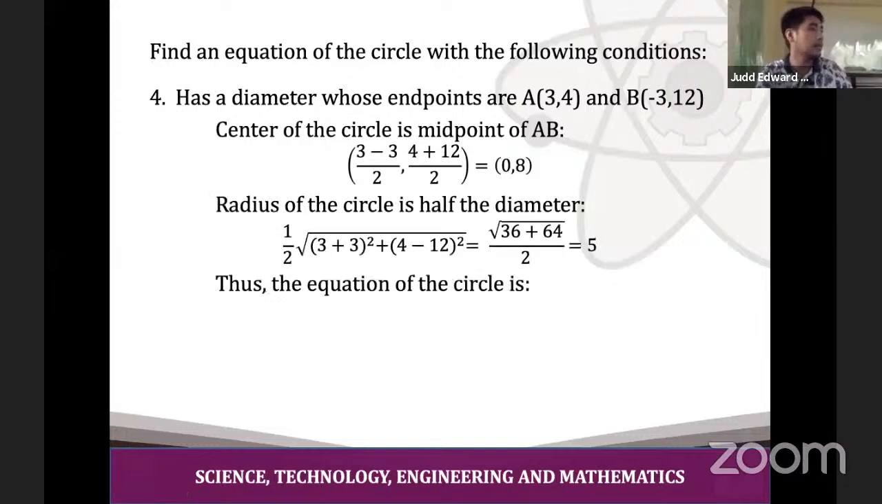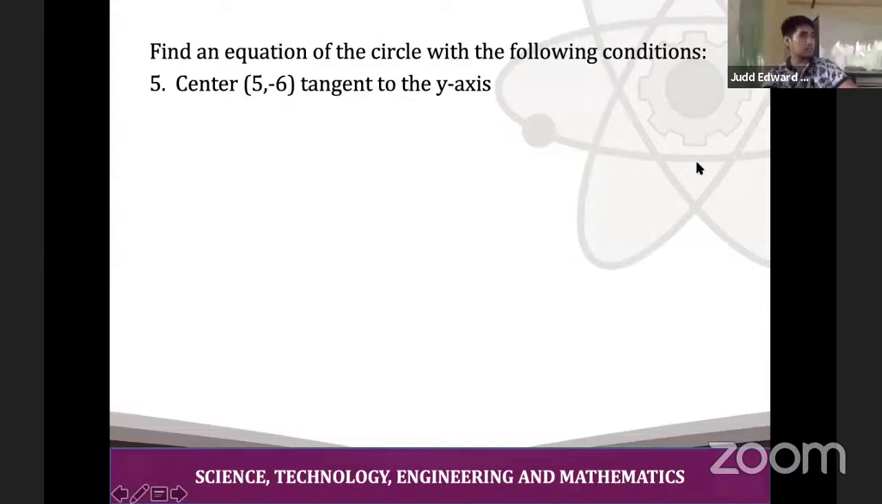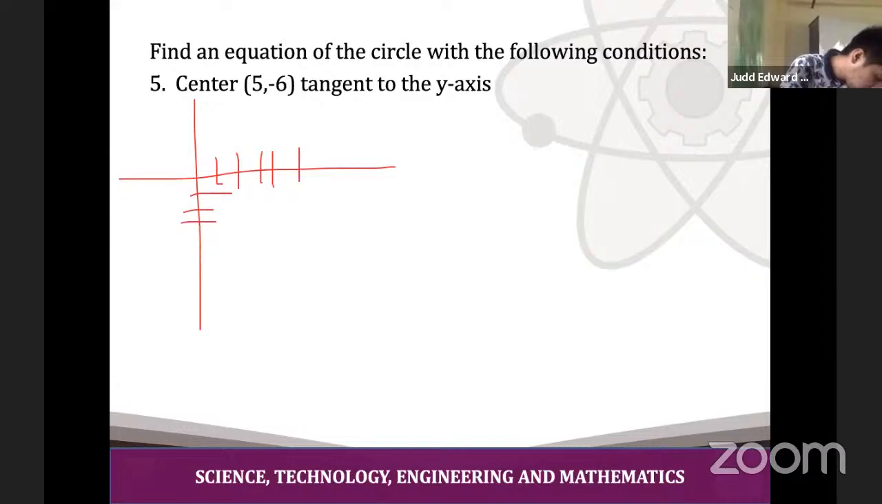Okay, for number 5, an equation of the circle tangent to the y-axis having the center 5, negative 6. So dito, naipaliwanag ko naman na sa inyo kung paano siya kinukuha kapag tangent, di ba? Okay, for example, this one, all we have to do is to graph first 5 and negative 6. So that is 1, 2, 3, 4, 5. 1, 2, 3, 4, 5, 6. So this is our center.